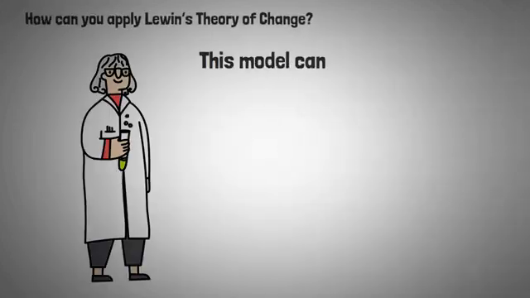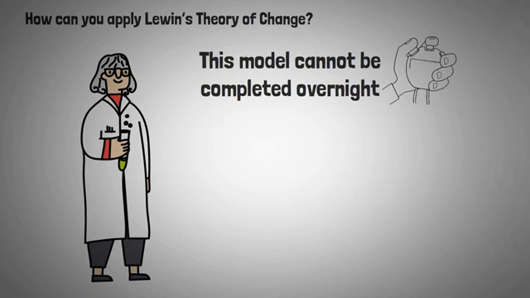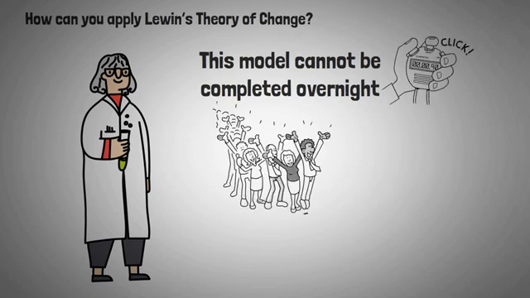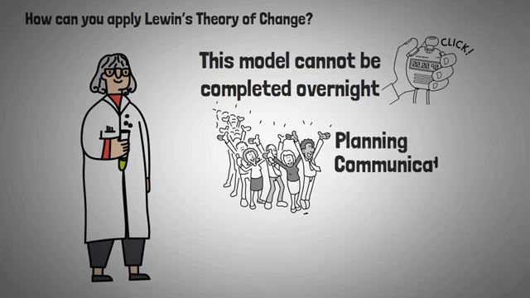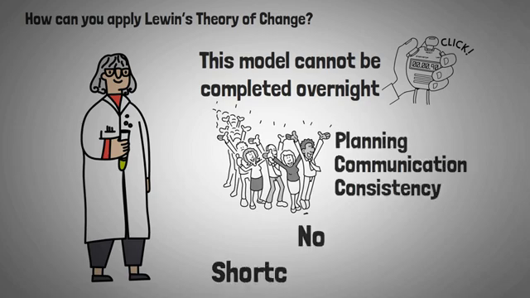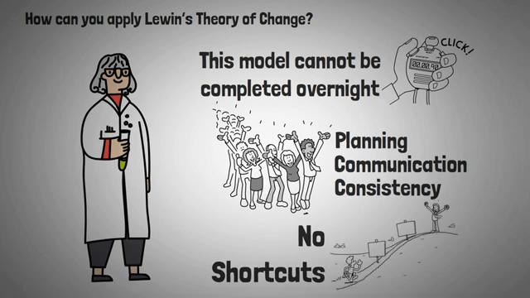This model cannot be completed overnight. It probably cannot be completed in 3 nights either. In order to make a sweeping change throughout an organization, you need planning, communication, and consistency. Taking shortcuts or neglecting any of these elements will prevent people from understanding why the change must be made, how to do it, and that the change is permanent.